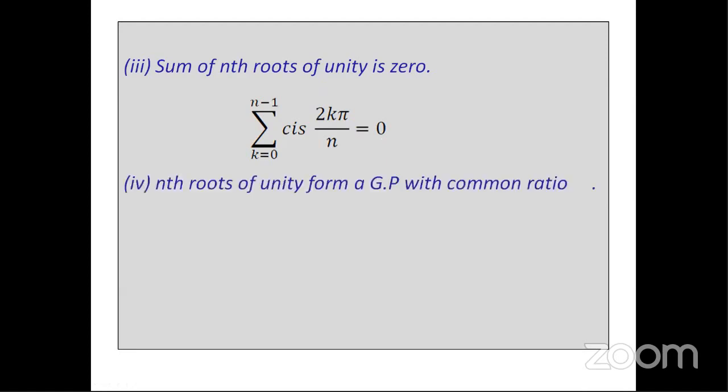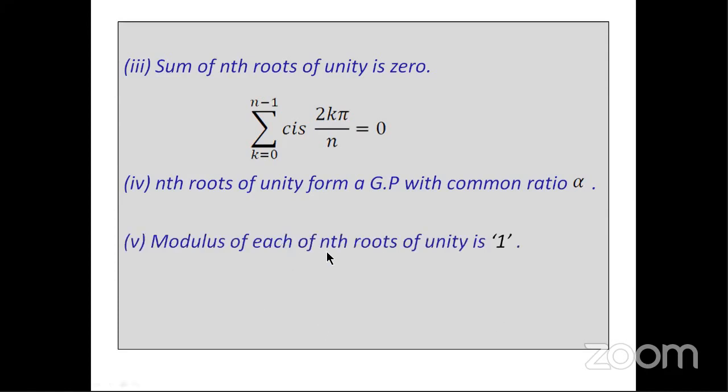Then nth roots of unity form a GP, a geometric progression, with the common ratio alpha. See, just now we have seen when we talk of nth roots of a complex number, whether it is unity or a complex number, we have taken it as 1, alpha, alpha square, alpha cube, and so on. Clearly they are in geometric progression. And what is the common ratio? Alpha by 1 is alpha. Alpha square by alpha is alpha. That means the common ratio is nothing but alpha.